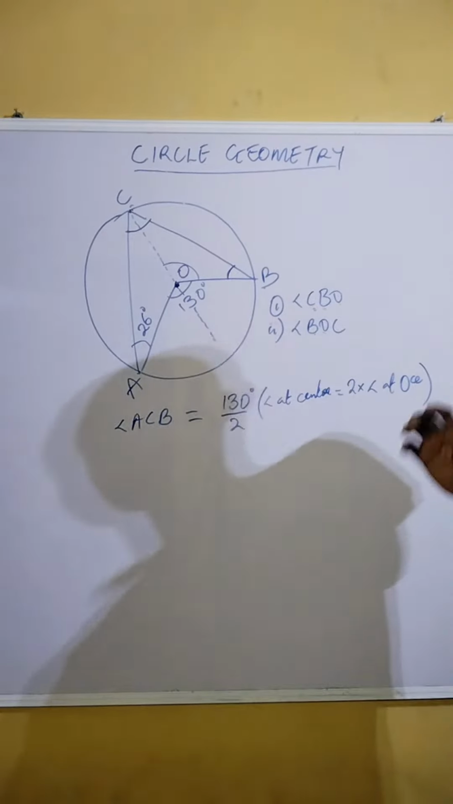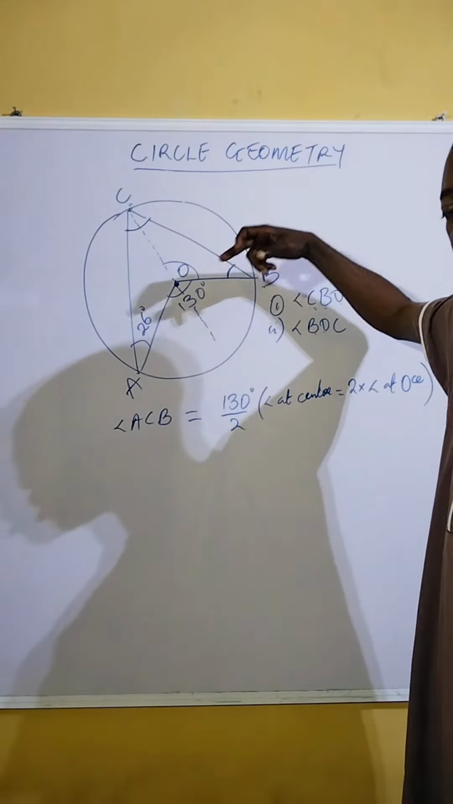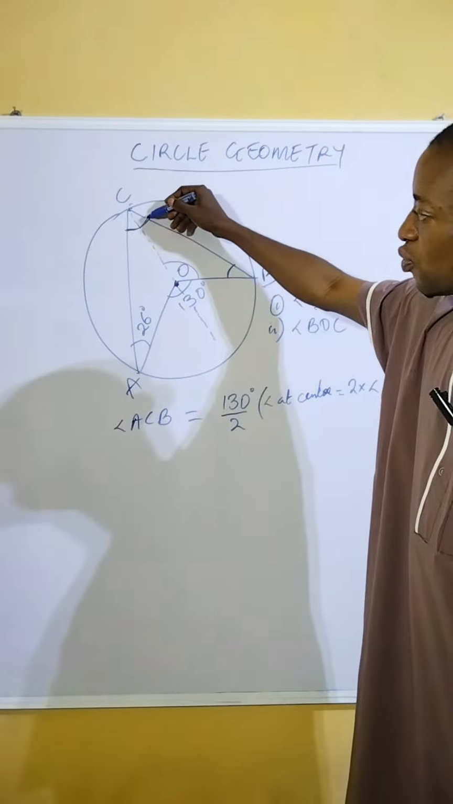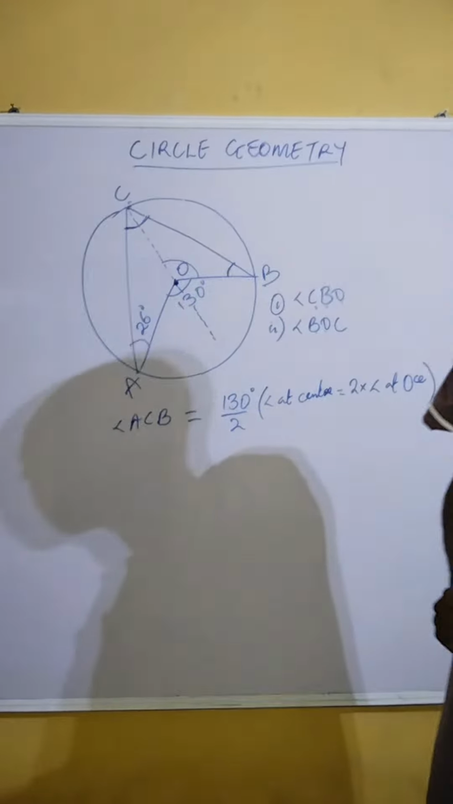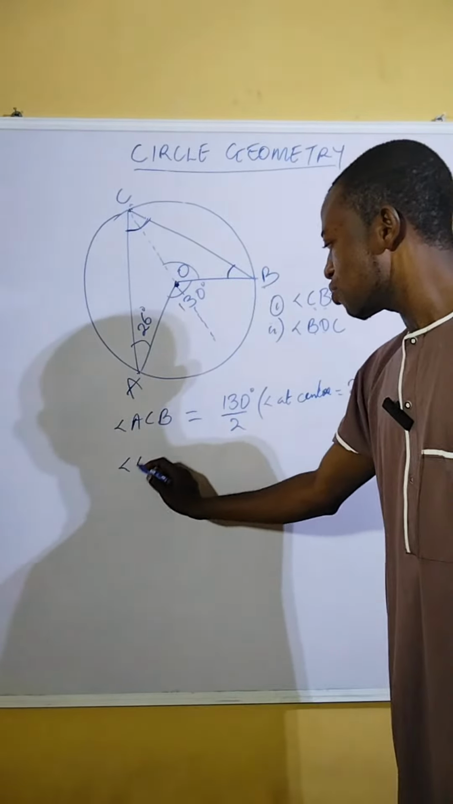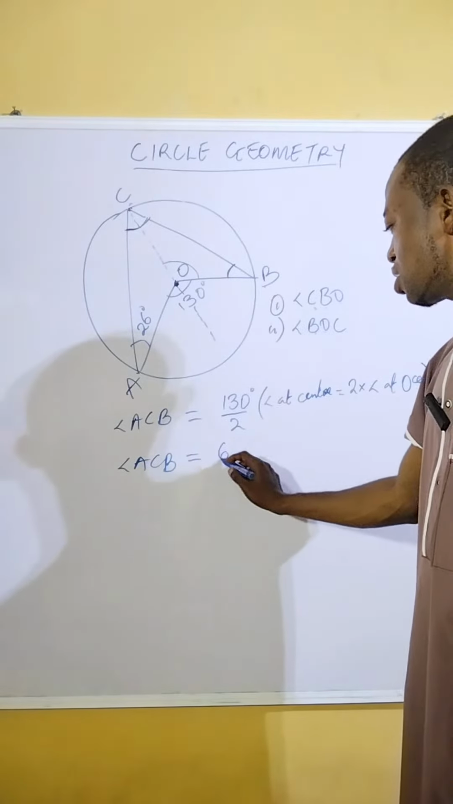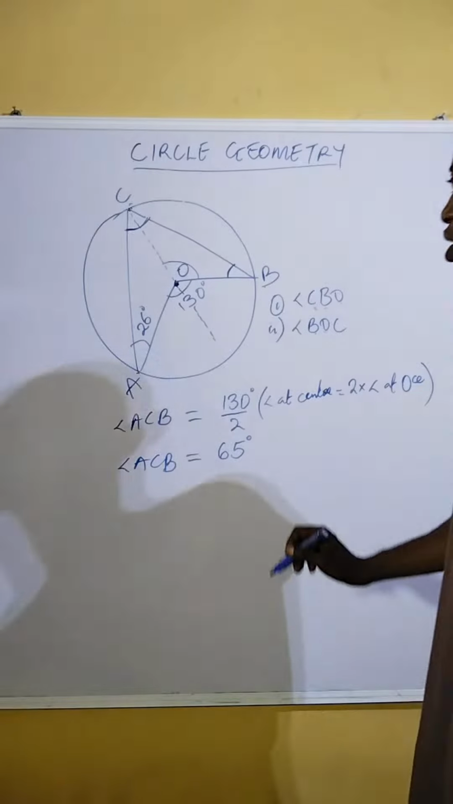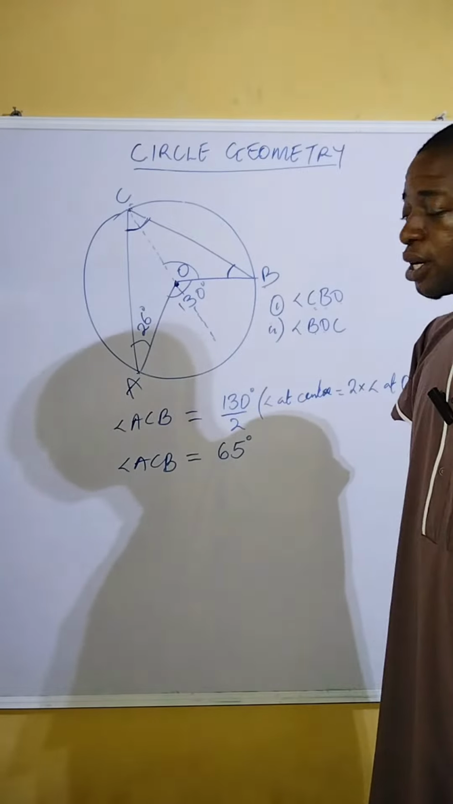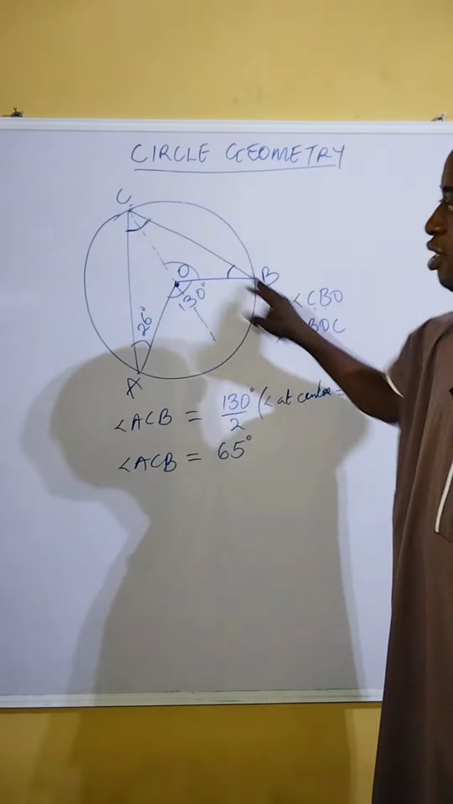That's the first step. Once you can see that these angles are at the circumference and these angles are at the center, we will be able to get this angle now, even though that's not what we are asked to find. But there is need for us to get that. Now that we have that, we can say that angle ACB is equal to 65 degrees. We don't have to write it inside this diagram. Let's just keep it. We know what we have calculated, which is angle ACB.